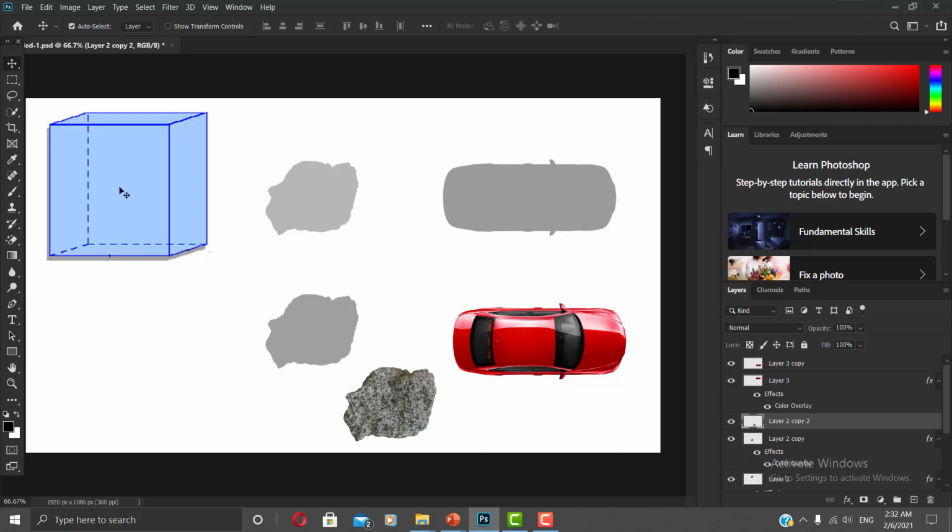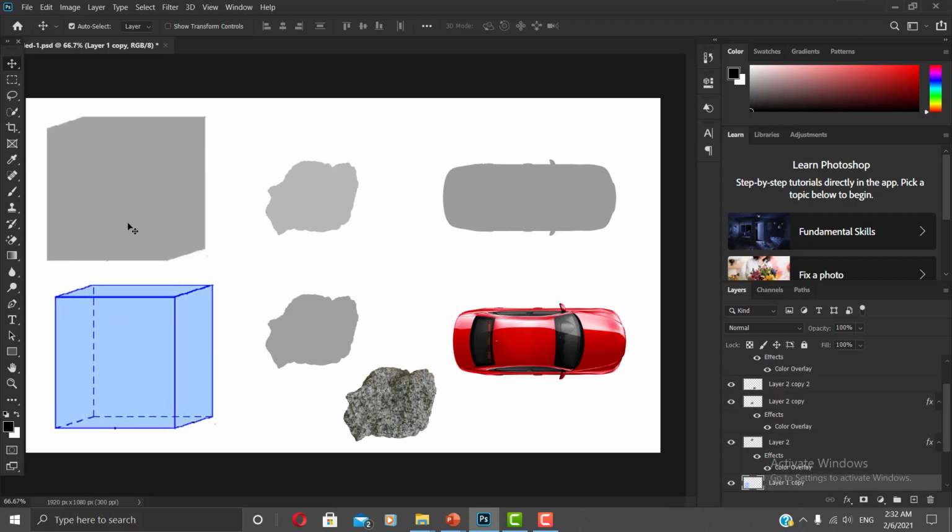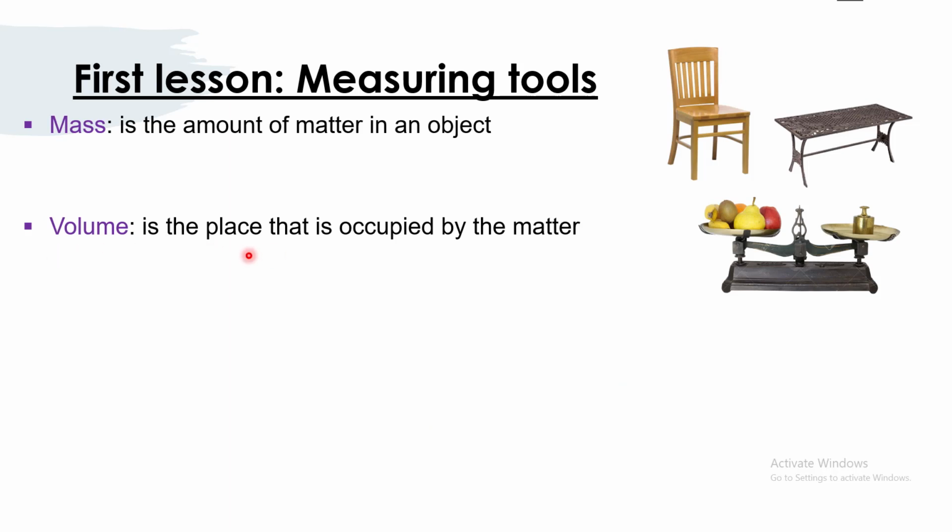Going through the third example, if we move this cube from its place, we will find that this cube was taking a place, was occupying a place. This place that was occupied by the cube is the volume of the cube. So returning back to our slide, we say that the volume is the place that is occupied by the matter. I hope that was very clear.